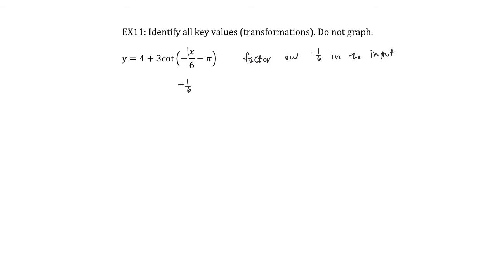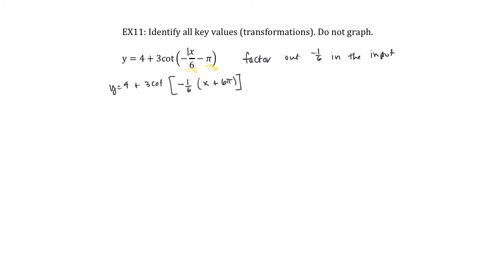Okay, so factoring out a 1/6, y equals 4 plus 3 cotangent of. All right, so we would get that basically is just like dividing by a negative 1/6 each of those pieces. So we would get x, and then dividing by a negative creates a positive. Dividing by 1/6 is the same thing as multiplying by 6. So we would have 6 pi there.